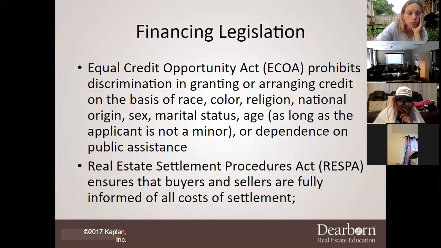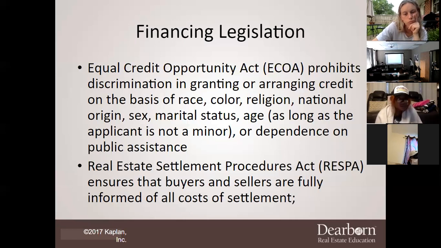Yeah. And there are predatory lending people out there. So if they know you don't have money, they try and loan to you, and then you're going to be in debt forever. Pretty much. So this act was created to reduce that. The Real Estate Settlement Procedures Act, or RESPA.